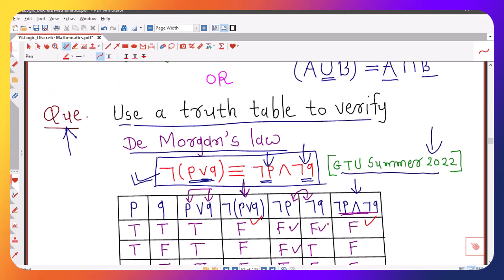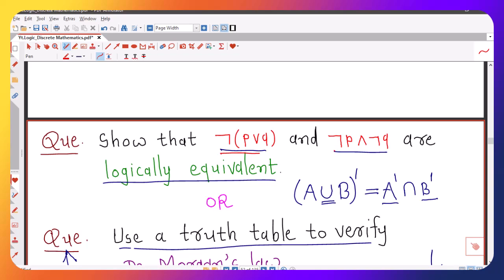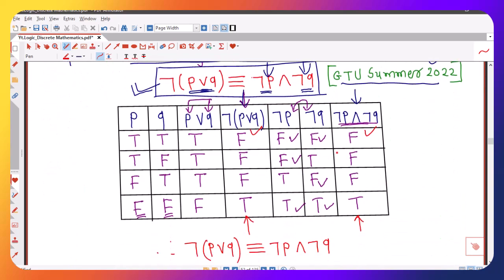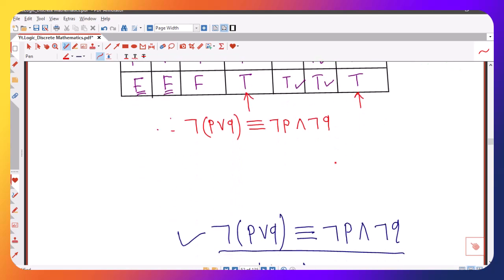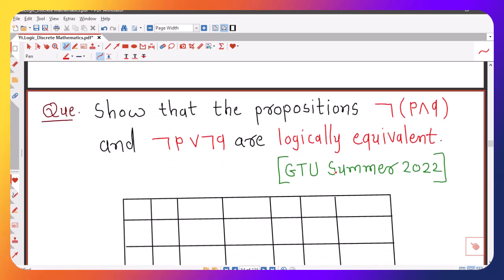So it is very easy to show that two given compound propositions are logically equivalent. We can use a truth table in this way, and we can easily prove that two compound propositions are logically equivalent.